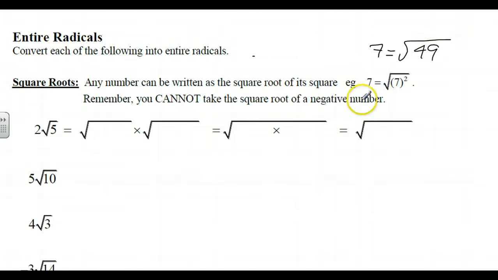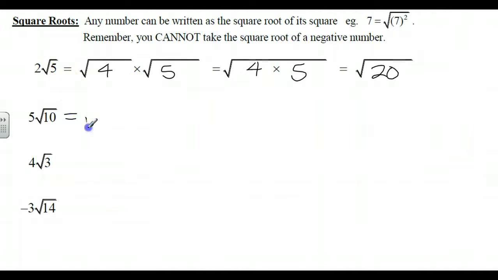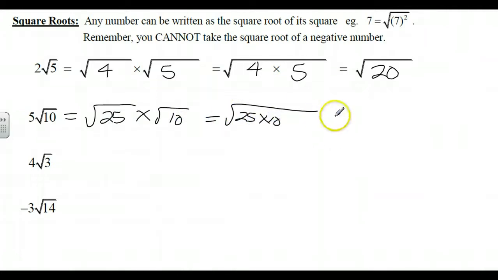You cannot take the square root of a negative, so let's do this. 2 can be written as the square root of 2 squared, which is 4. So we write this as the product of two radicals. This 2 is changed into root 4. We then bring them together, reversing the process, and multiply. And 2 root 5 is root 20. 5 root 10: 5 squared is 25. So we get root 25, root 10, which is the root of 25 times 10, which is the root of 250.